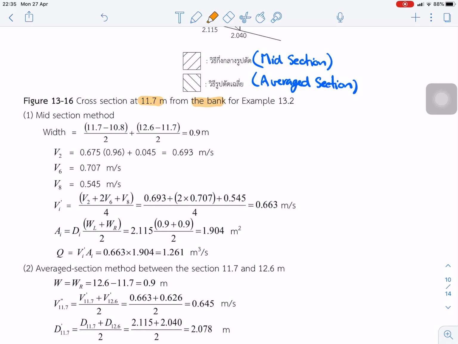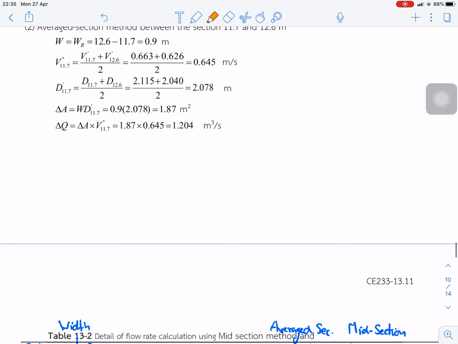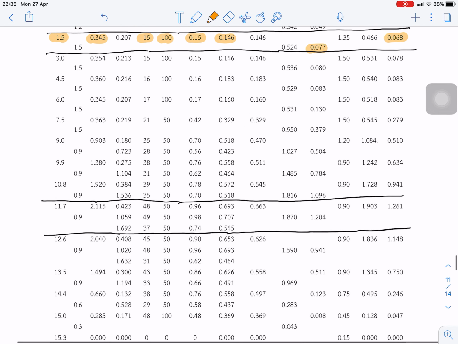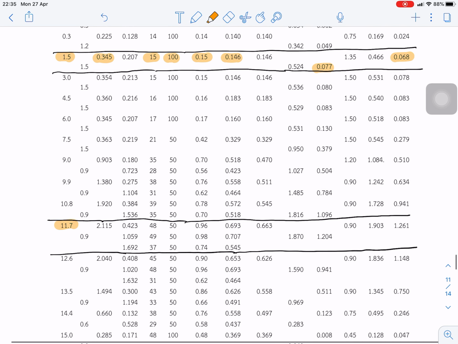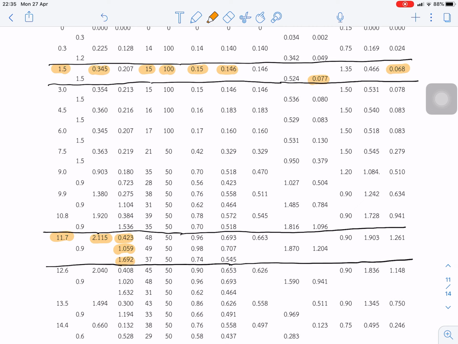Okay, the next example is at another point, at the section 11.7 from the bank. Do the same. The first is the mid-section method. From this table we go somewhere here, to 11.7. In that section there are three velocities. We measured at depths 0.41 and 0.69 meter. Total depth is 2.1, so we have three velocities at this point.